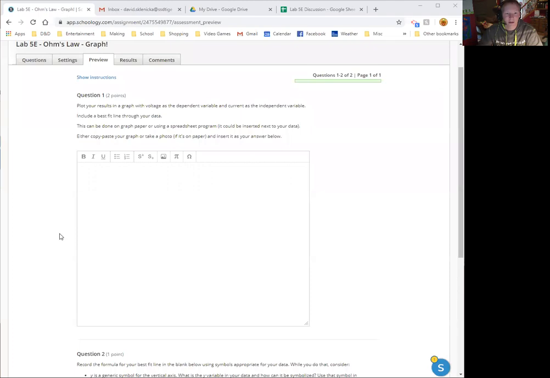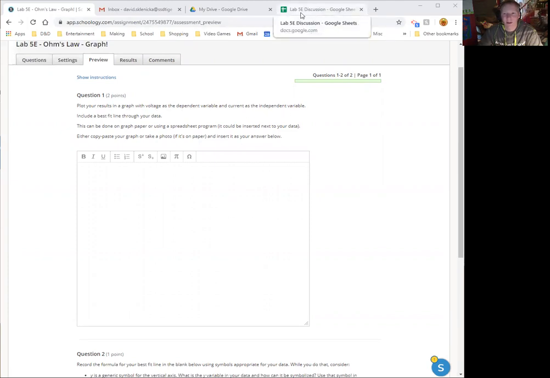Okay, so here we are in the quiz. This is 5E Ohm's Law graph. This was due last Sunday. A lot of you have turned it in, but I started going through and seeing the same issues that now looking back, I kind of expect. So that's why we're here. Question 1 says, plot your results in graph. So this is going back to the data you collected in Lab 5E in graph with voltage as the dependent variable and current as the independent variable.